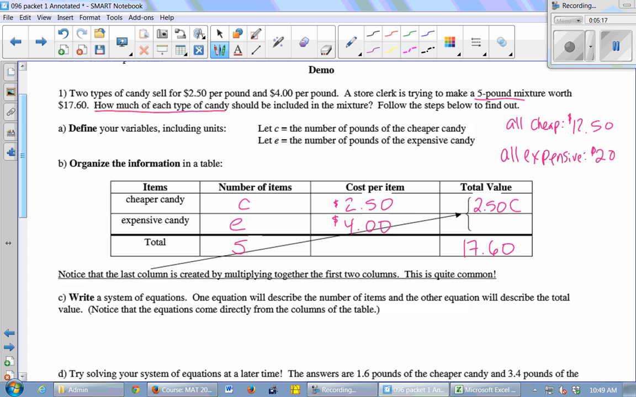So I have E pounds of expensive candy that costs $4 per pound. My total cost would be the number of pounds times the dollars per pound. So I would get 4E.